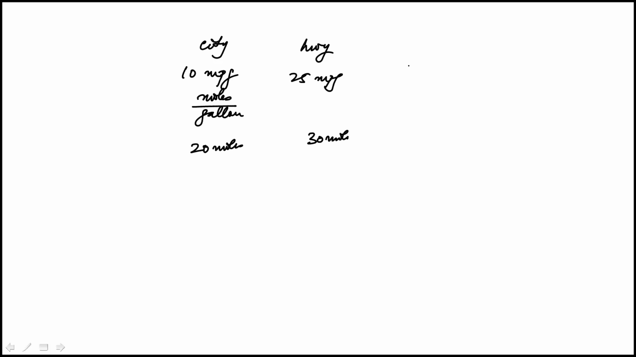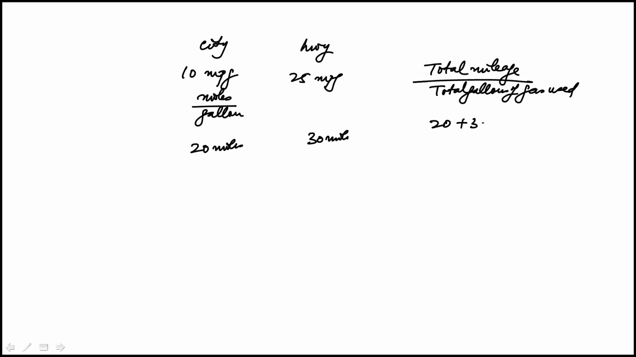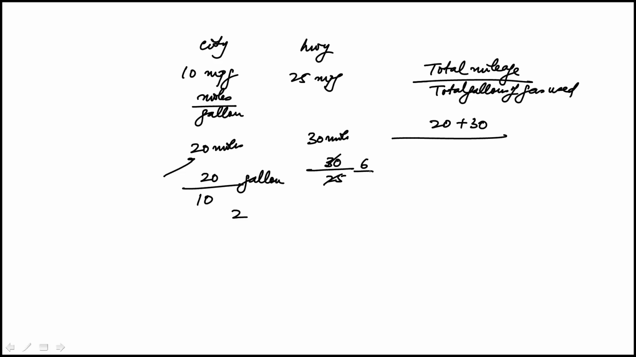So to find the combined mileage for these questions, you figure out the total mileage and then divide by total gallons of gas used. And here the total mileage is 20 plus 30. And the gallons used here would be, you divide the distance by the miles per gallon, and this would be in gallons. So 2 gallons here. Here we'd have the same thing, 30 divided by 25, which is 6/5. So the total amount would be 2 plus 6/5.